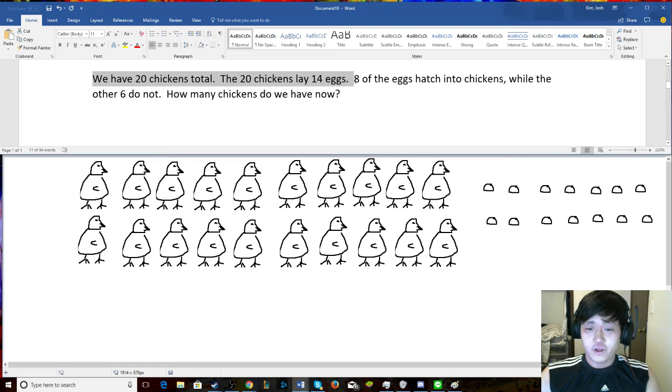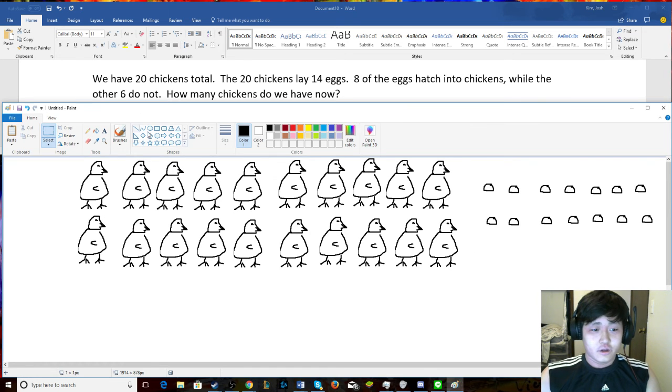Now, the next information we have to draw is that 8 of the eggs hatch into chickens. So we'll just focus on this part and then address the rest of it later. Alright, so 8 of these eggs end up disappearing and turning into chickens. So what we then do is we can count all the eggs, we can count 8 eggs. So 1, 2, 3, 4, 5, 6, 7, 8.